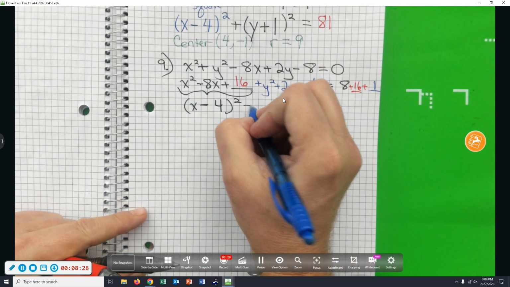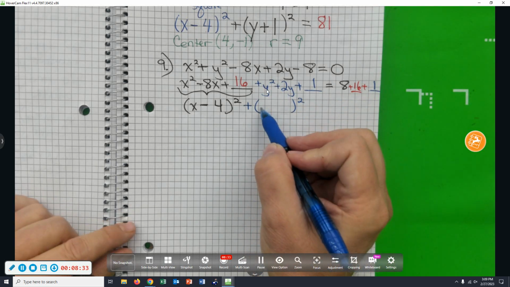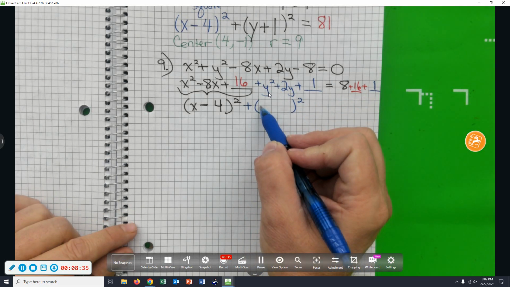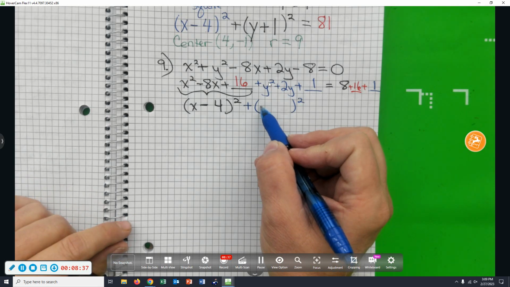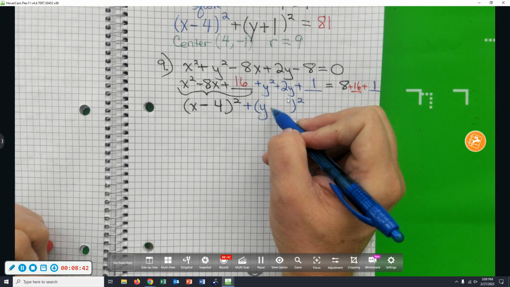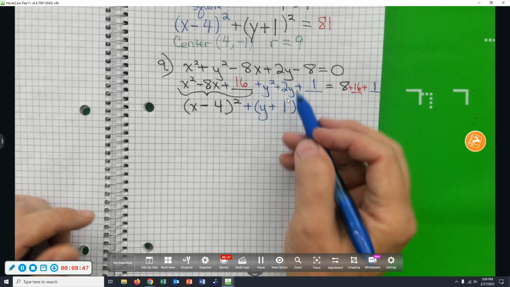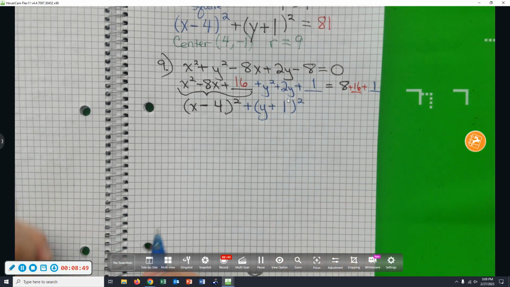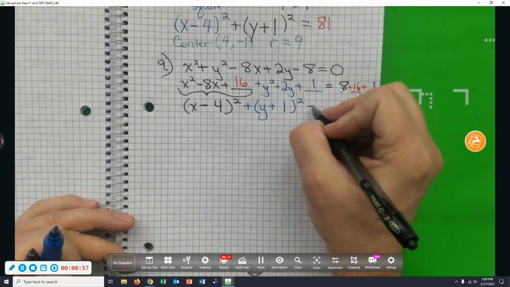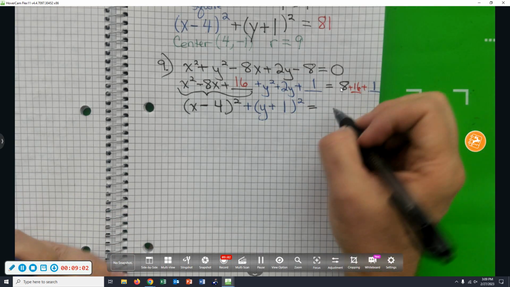Now the y terms. Variable. What letter am I going to write here? Y. Sign. What sign am I going to put, plus or minus? Plus. Okay. Variable, sign, half of that number. What have we got on the right-hand side? 8 plus 16 is 24, plus 1, I agree with 25.